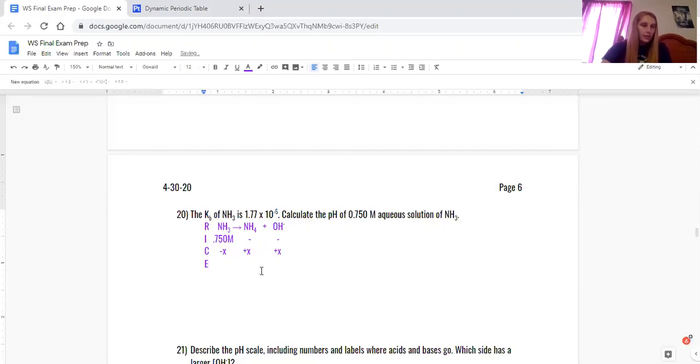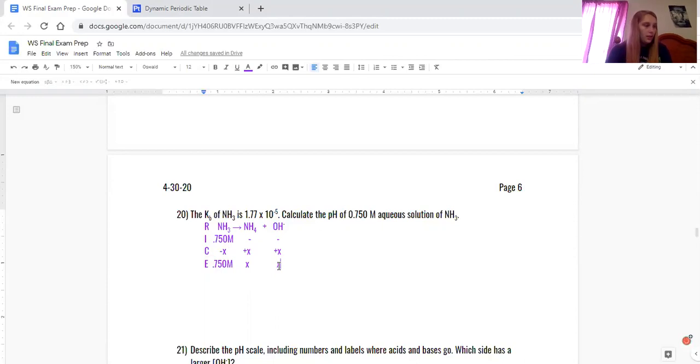All right. And then at equilibrium, we can just do our 0.750 molars, because we're just going to ignore that x anyway, because it's going to end up being such an insignificant amount. In the long run, this is just going to be x, and this is just going to be x as well. Okay, so we have that.